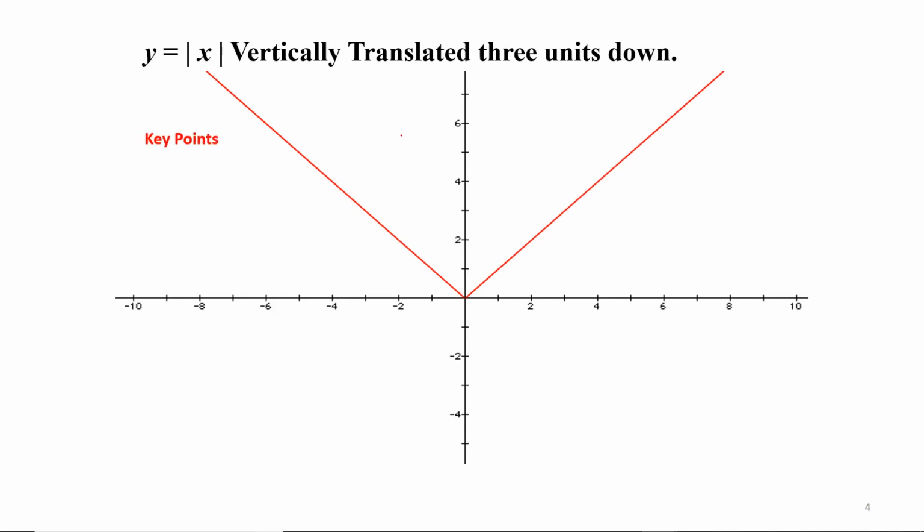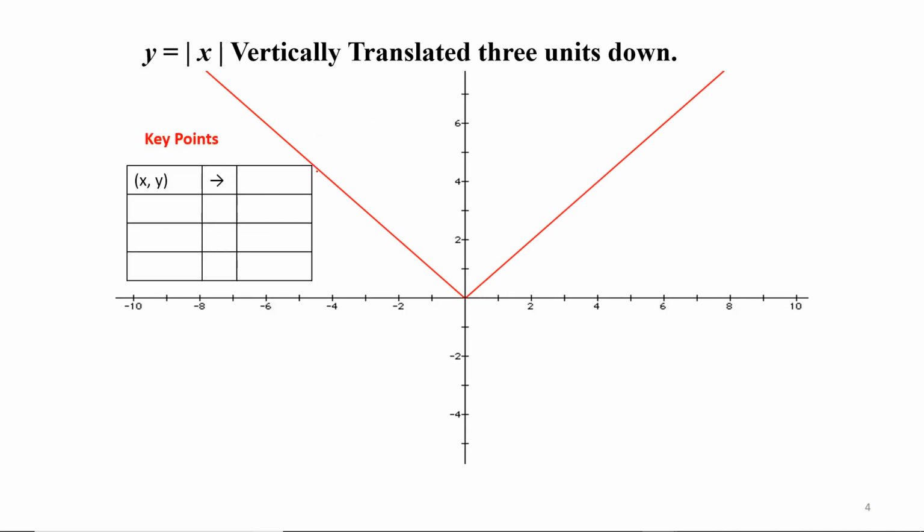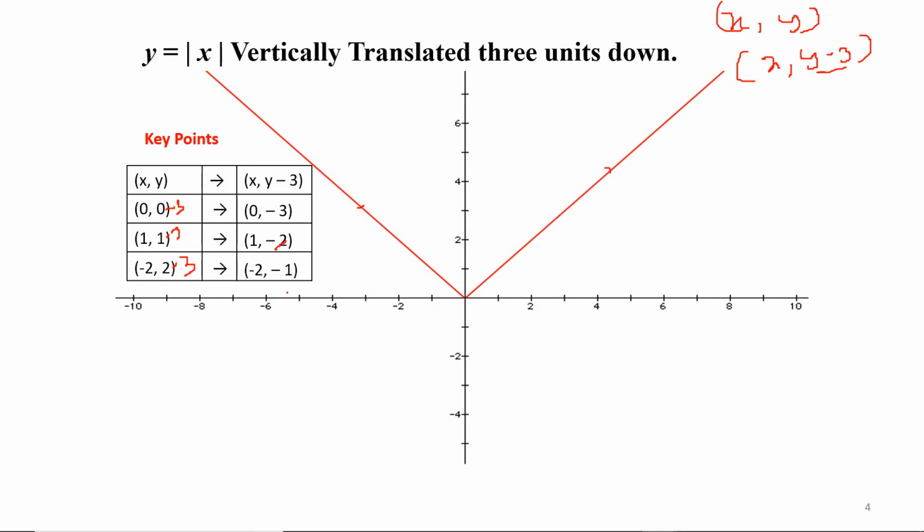So how to translate 3 units down? The key points, let us change them. We have x and y as the coordinates for each of the points. Now we are translating it down by 3, so we have to subtract 3 from the y coordinate. If it is (0, 0), it will be 0 minus 3. If it is (1, 1), that will be 1 minus 3, that is minus 2. Then we have (minus 2, 2); subtract 3 from the y coordinate, you get minus 1. So it will be (minus 2, minus 1).